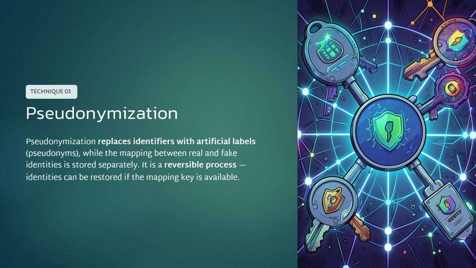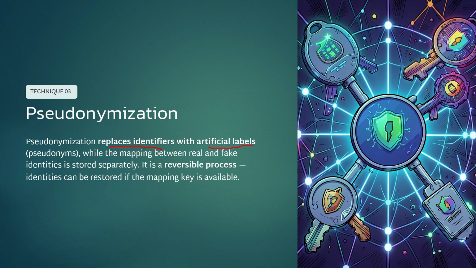Next is pseudonymization. This particular term, write it, note it somewhere. This is required for GDPR compliance. If any organization is receiving any of the data of a person, in that case they have to use pseudonymization as per GDPR requirement. What is pseudonymization? It replaces identifiers with artificial labels.